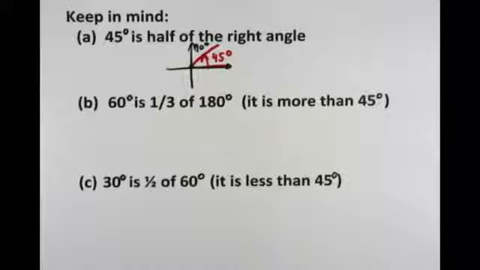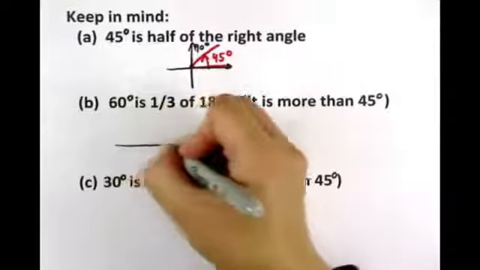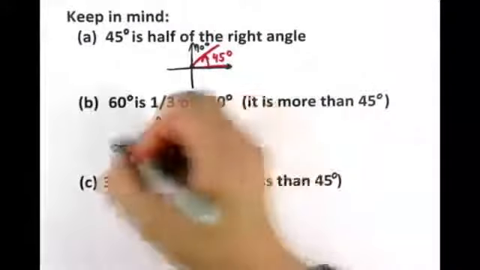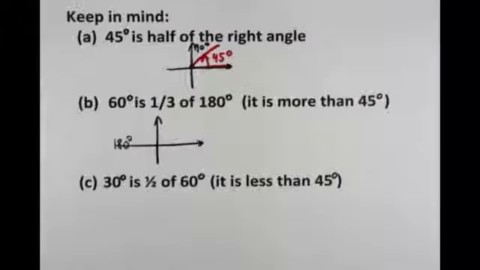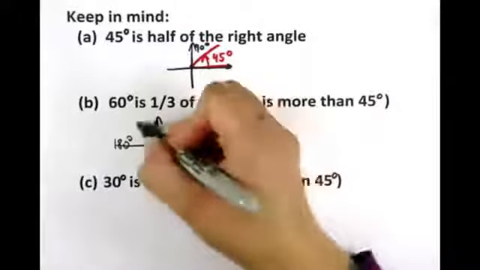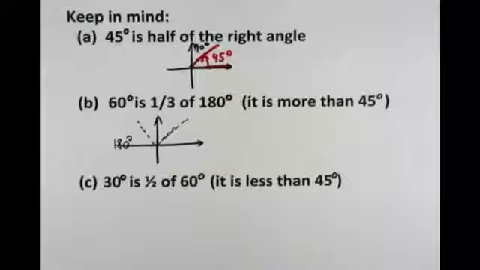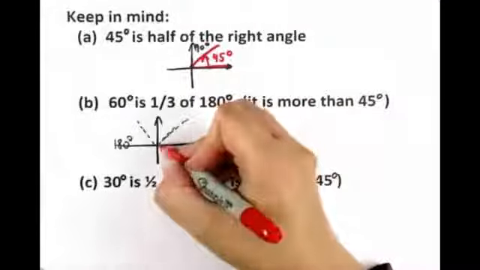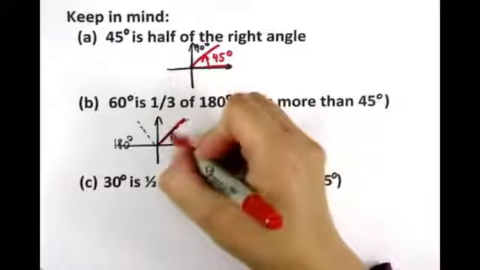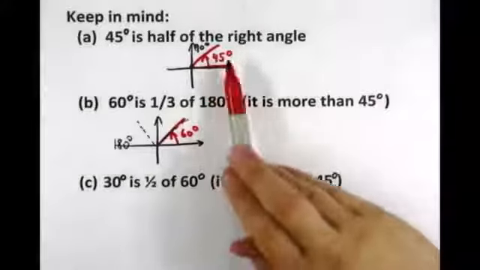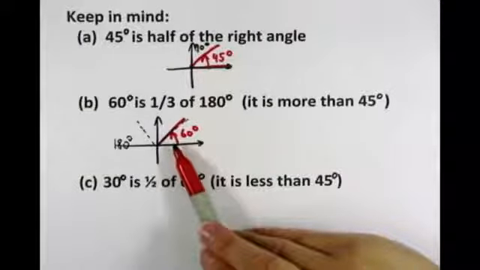Okay, now we have 60 degree is 1/3 of 180. So if I place in standard position, here would be my 180 degree, and now I divide this 180 into three parts. One of these parts, 1/3, is 60 degree. It needs to be a little bit more than 45, a little bit more than half of the angle.